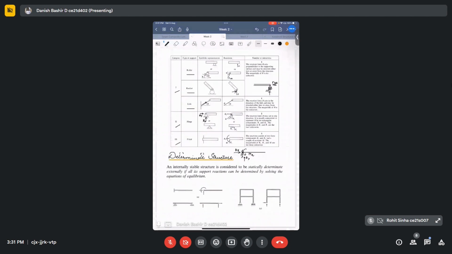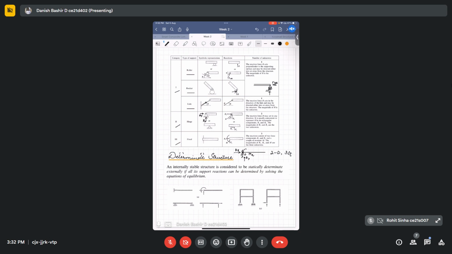Based on this, there is another classification: determinate structure and indeterminate structure. I already told you we are dealing with 2D structures only, so the maximum number of equilibrium equations that we can write is three. When do we call a structure determinate? A structure is statically determinate if all its support reactions can be determined by solving the equations of equilibrium.